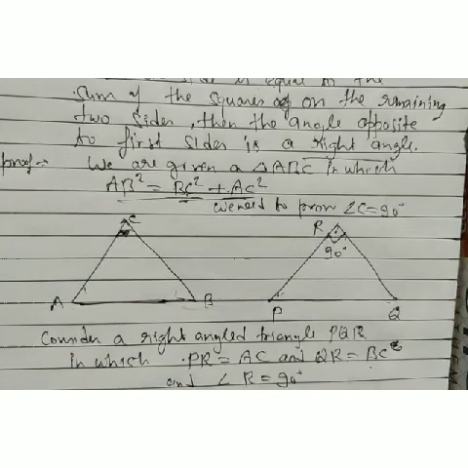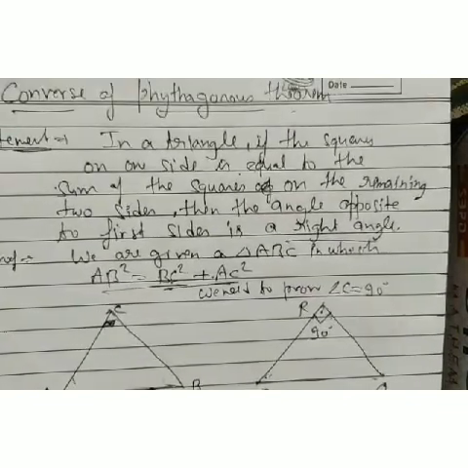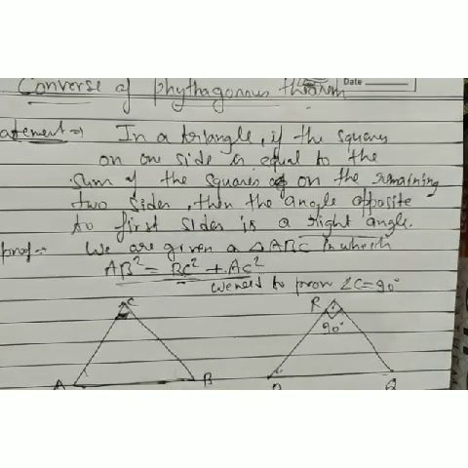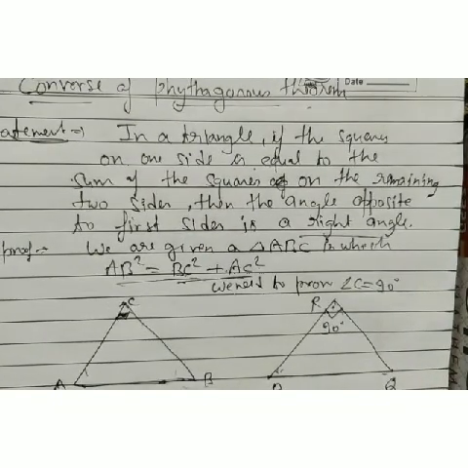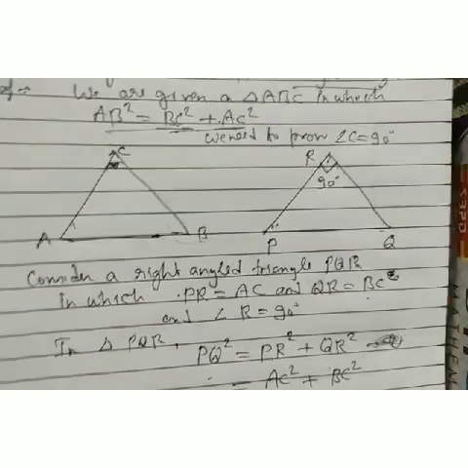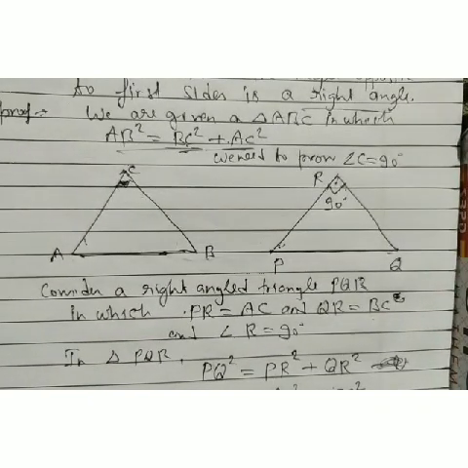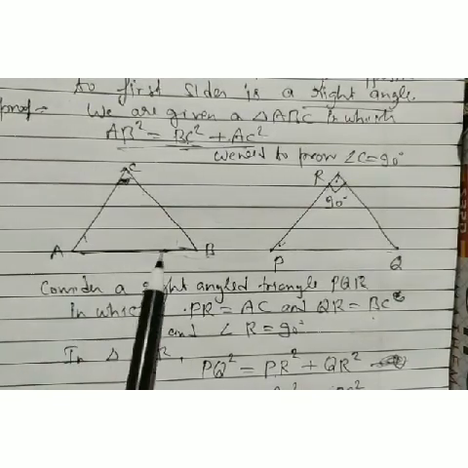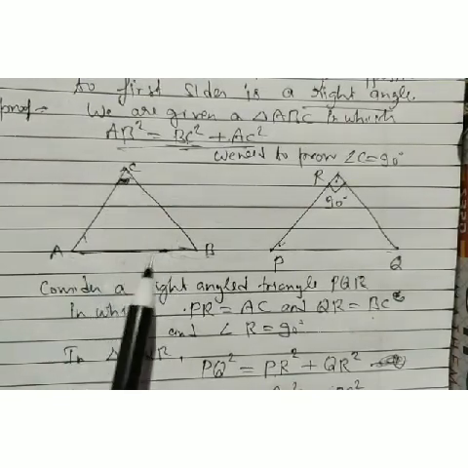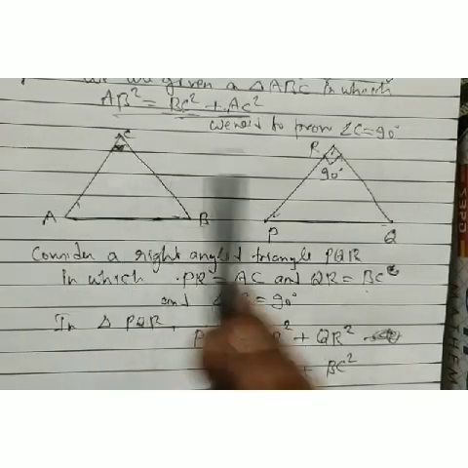Now we are going to revise it again. Look at the statement again. What is the statement? In a triangle, if the square on one side is equal to the sum of the squares on the remaining two sides, then the angle opposite to the first side is a right angle. To prove it, we have taken a triangle ABC. We are given that AB square plus BC square equals AC square. We have to prove that angle C is equal to 90 degrees.